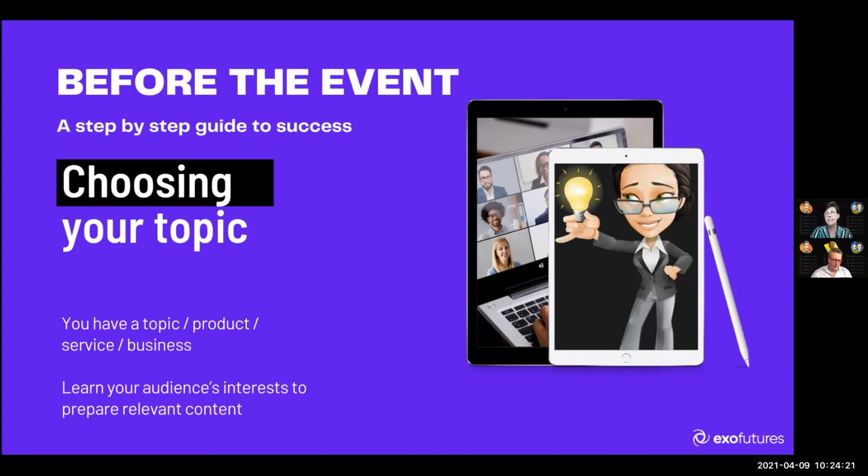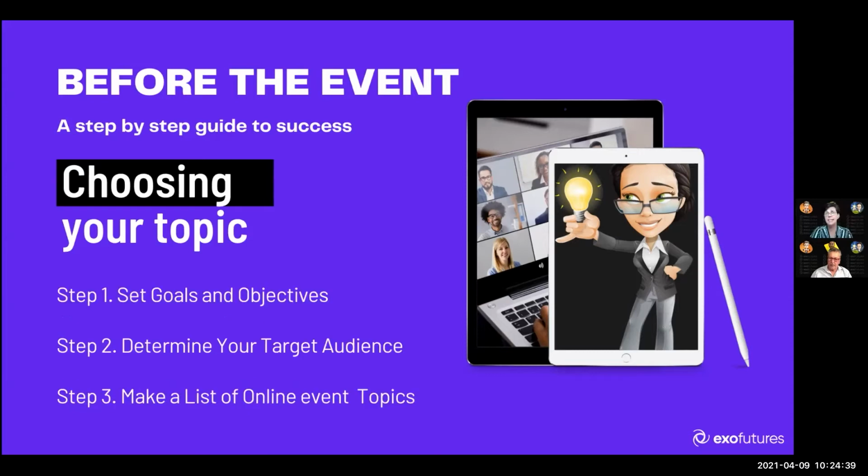Whatever your online event goals may be, the core of success is always the loyal audience that loves your content and your personality. And the first step towards gathering that audience is choosing the right online event topic. So how do we do that? There are 3 steps that we follow. The first step is you need to set goals and objectives for your event. We'll look into that in a moment. You need to determine your target audience, and only at that point in time, you then make a list of possible event topics you will select the most appropriate one from.